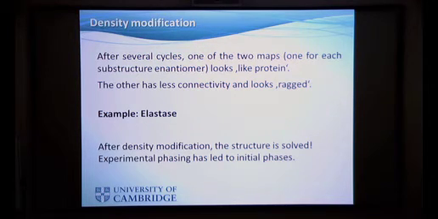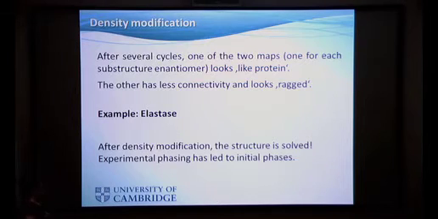After several cycles, this means flat, disordered solvent areas and very peaky, good protein or macromolecular areas. However, you do that for both hands of your substructure, for both enantiomers, and you then choose the one which looks like protein. So I've brought an example so you can know what I mean.